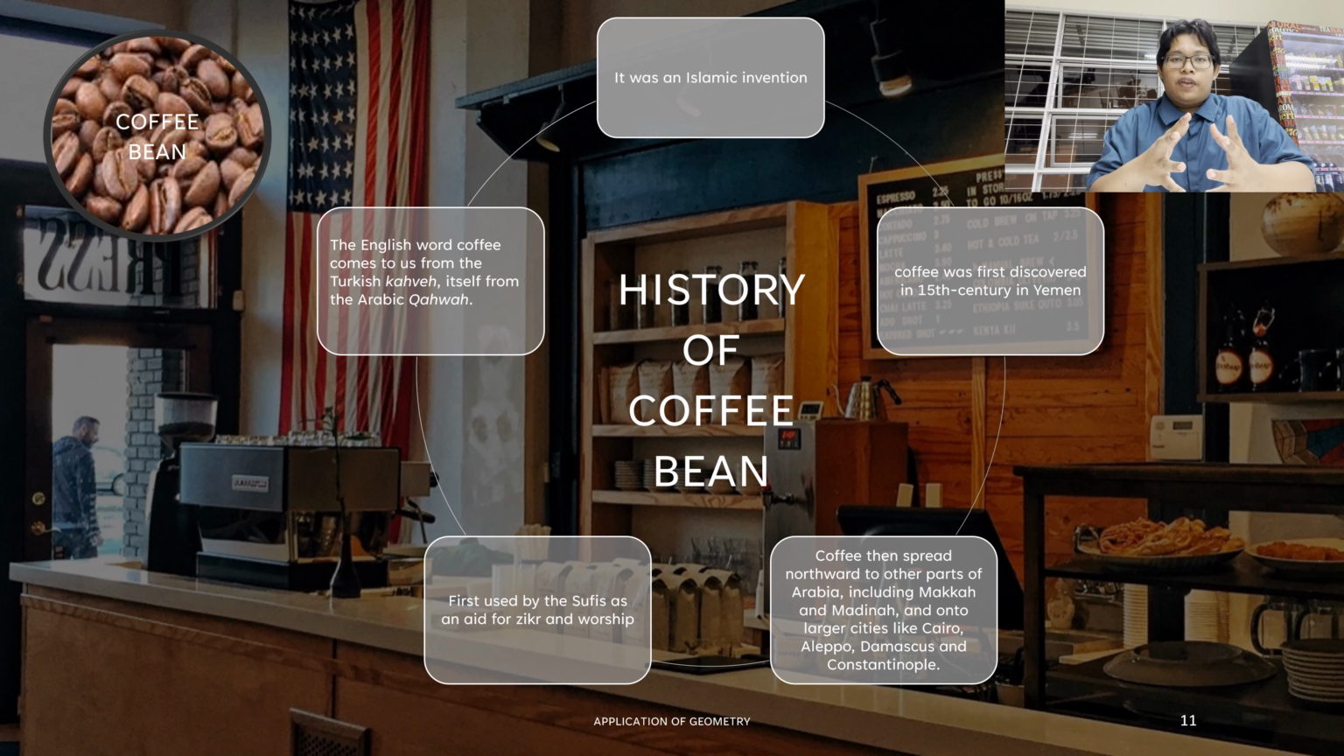The English word coffee comes to us from the Turkish kahve, itself from the Arabic qahwa. Coffee was first used by the Sufis as an aid for zikir and worship. Coffee then spread northward to other parts of Arabia, including Mecca and Medina. Coffee also spread into larger cities like Cairo, Aleppo, Damascus, and Constantinople.